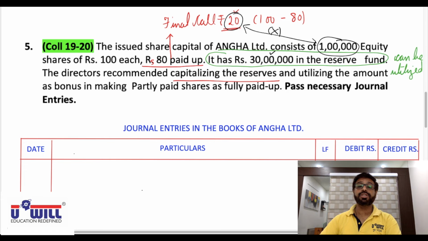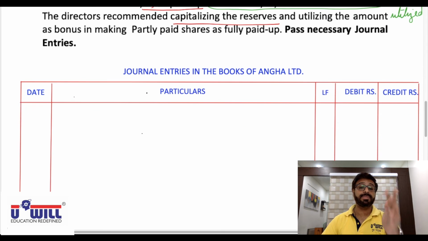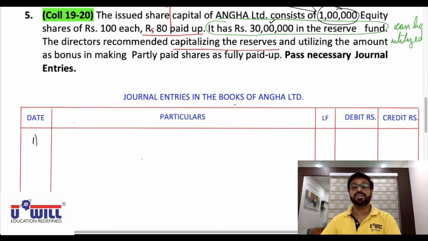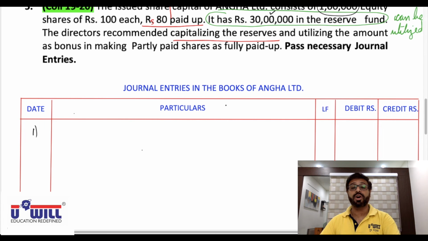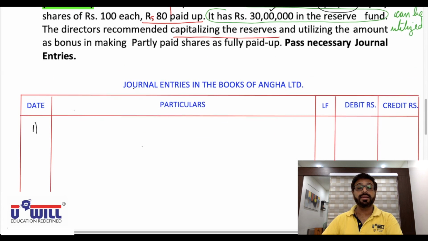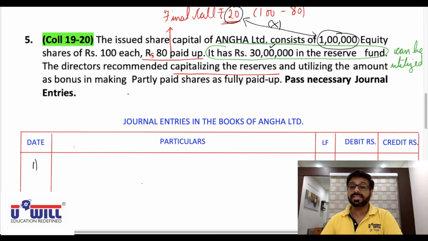Pass necessary journal entries. As I said, you all must be able to try on your own, then play the video just for the formality to check whether you got it correct or not. So journal entries in the books of Anga Limited. Pause the video, make the formats, try the entries on your own. I am doing it however. First entry, reserves account debit to bonus to shareholders. Here which reserve? Reserve fund.